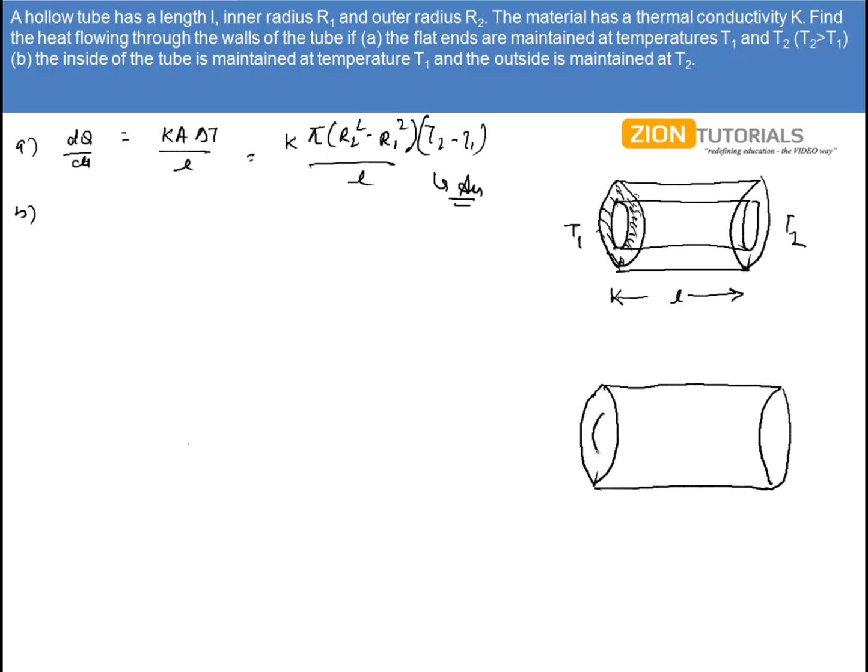Inner is maintained at T1, outer is maintained at T2. So again the thing here is that the area of cross section is varying throughout the passage, because the heat will flow in radially outward direction like this.